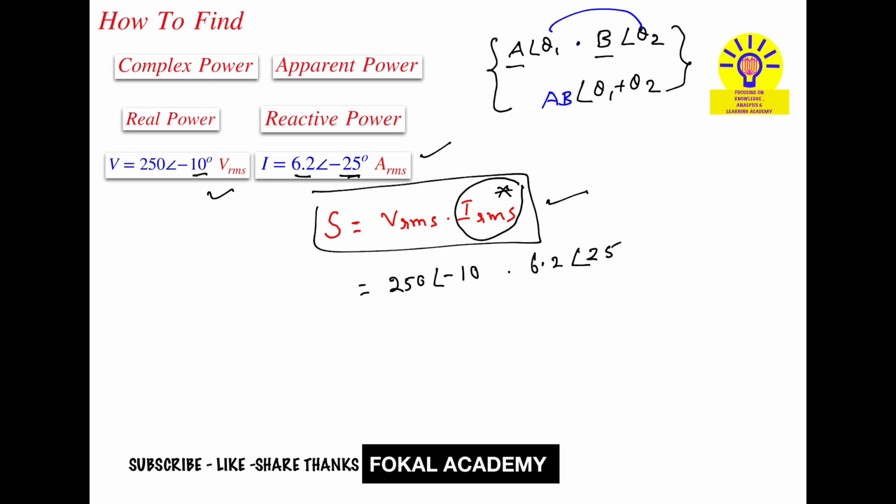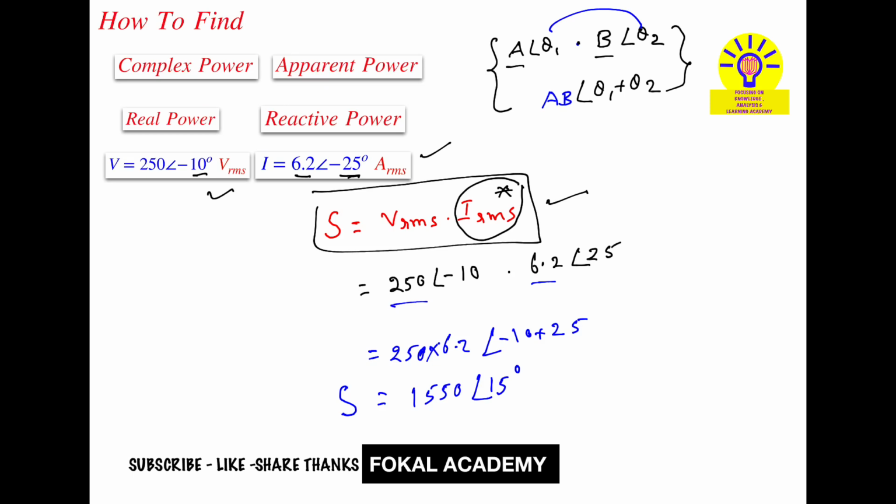Now here 250 into 6.2, and the phase angle is minus 10 plus 25. By simplifying this, we will get 1550 with phase angle 15 degrees. So this is the complex power.